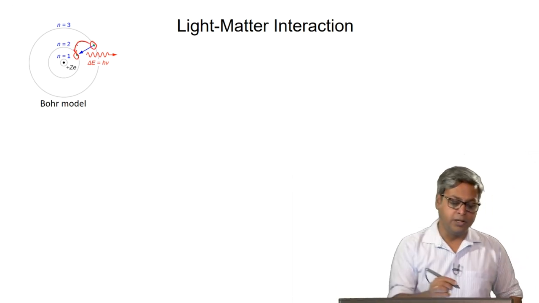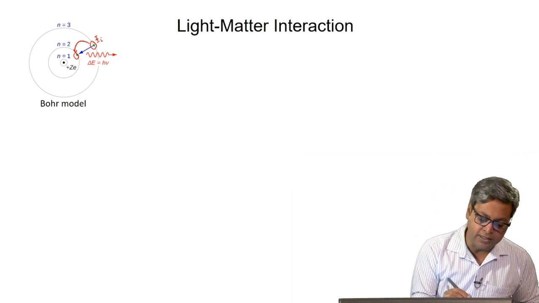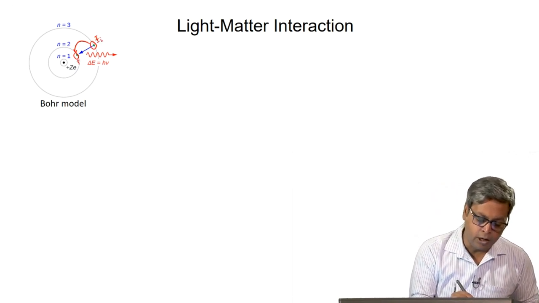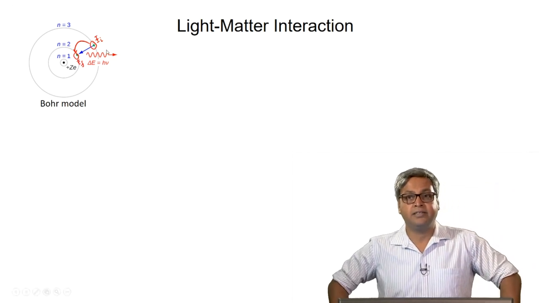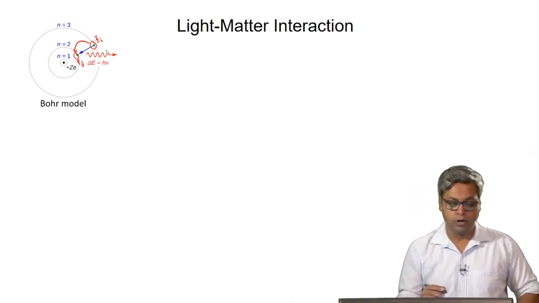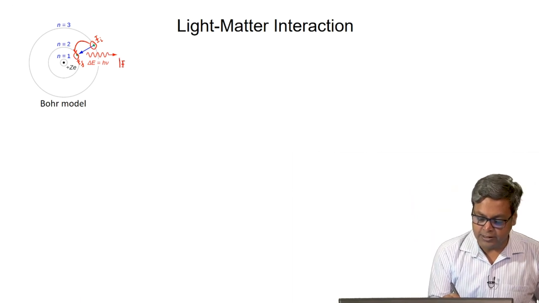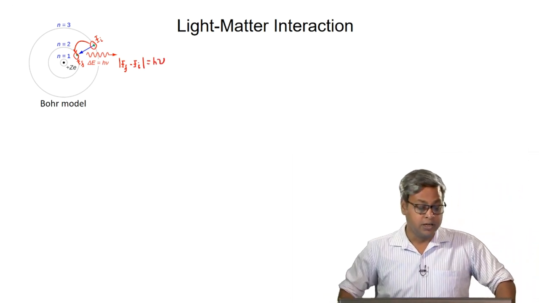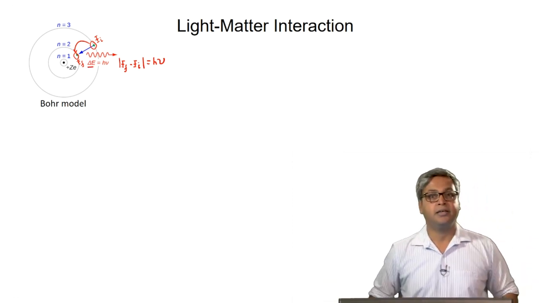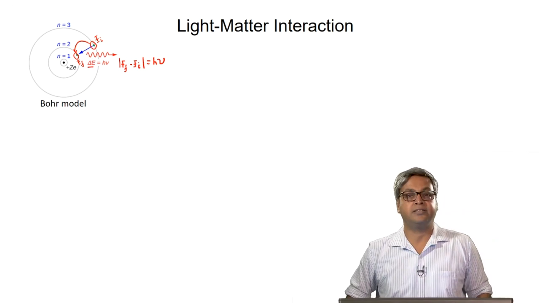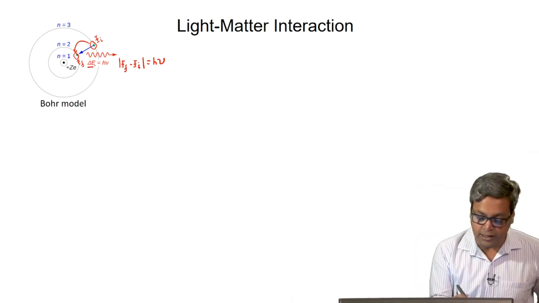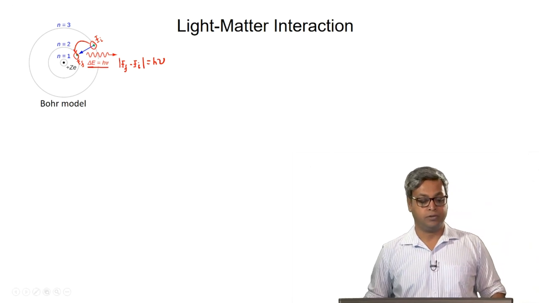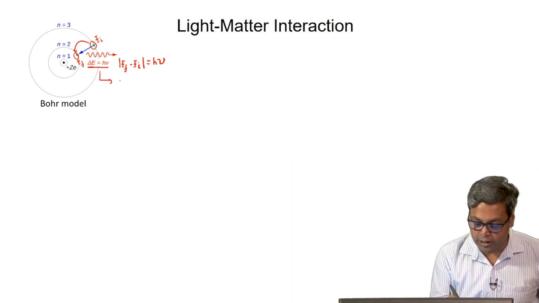If the energy of the initial stationary state is E I and the energy of the final stationary state is E F, then according to Bohr, the difference in energy, that is E F minus E I, equals h nu. In other words, if delta E is the difference in energy between the initial and final states of the matter, then delta E equals h nu. This is known as Bohr's condition.